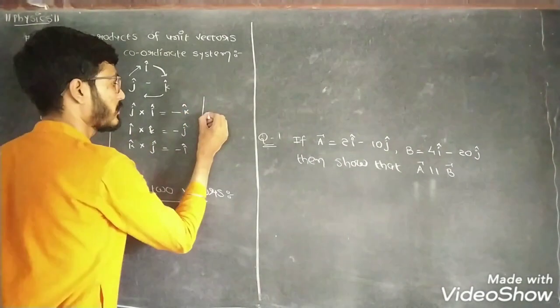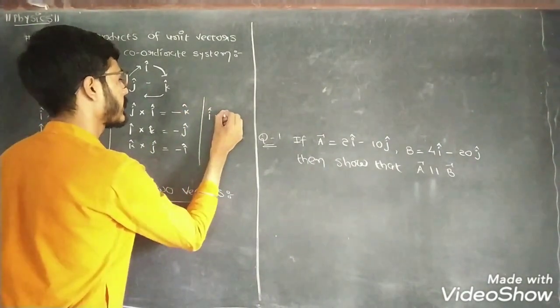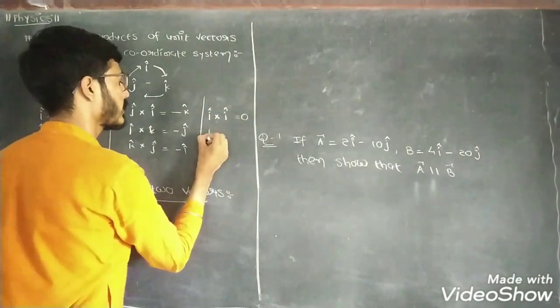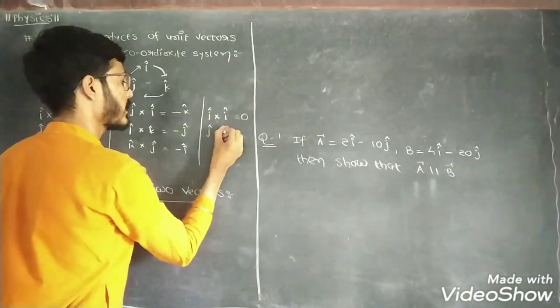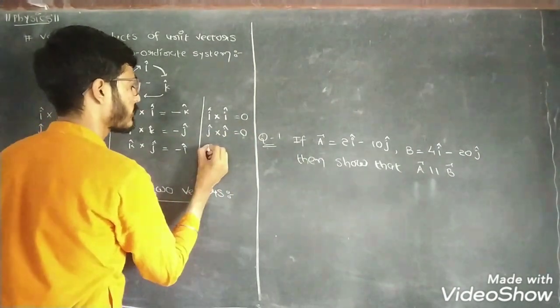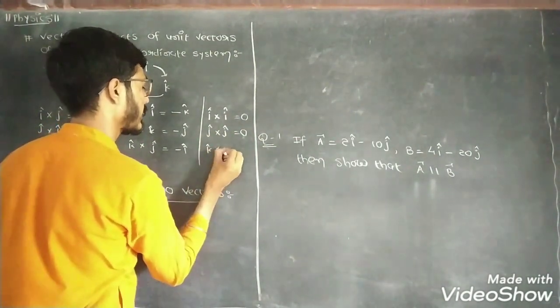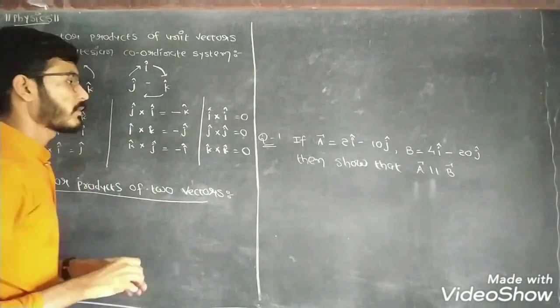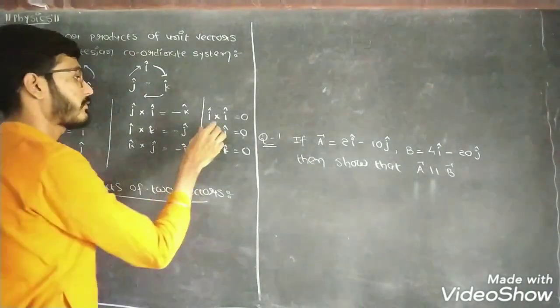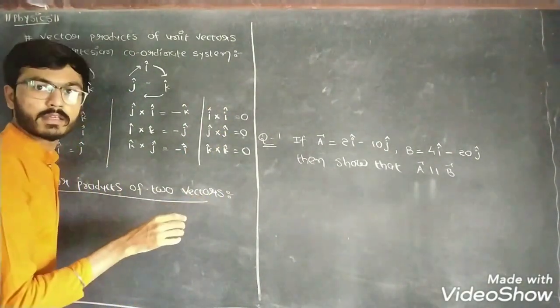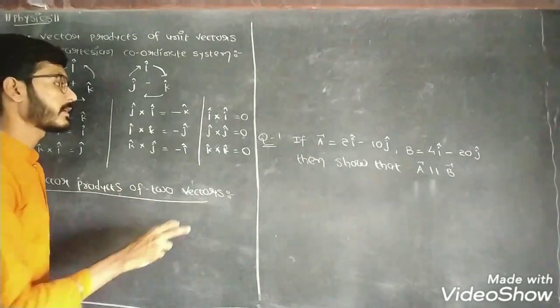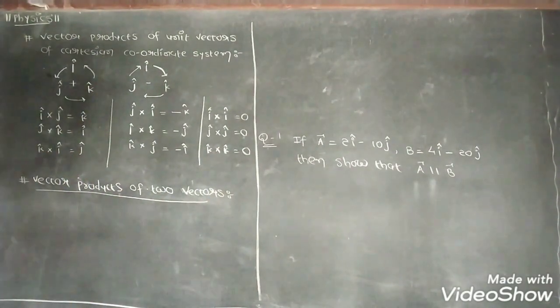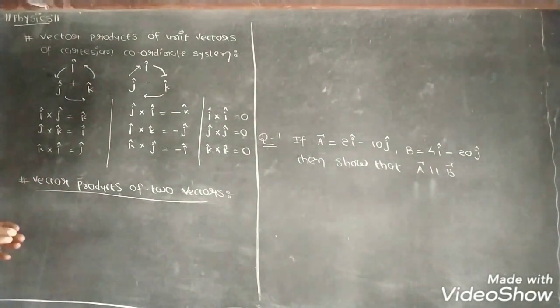But if I caret cross I caret, then the answer is 0. If J caret cross J caret, then the answer is 0. And if K caret cross K caret, then the answer is 0. Because we already discussed that if two vectors are parallel, then the answer is 0.